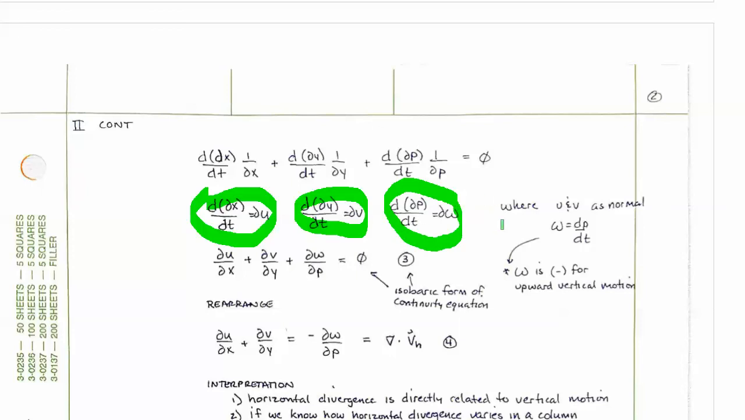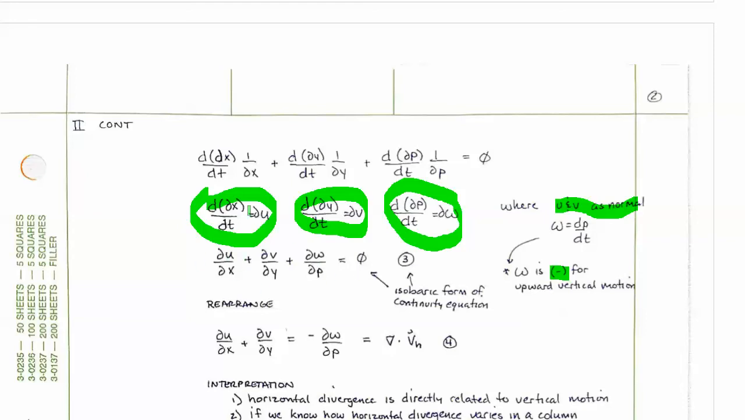Omega is a term that you haven't seen before, or perhaps we've talked about it previously, but we're going to talk about it a whole lot more later in the class. But u and v are what we'd normally look at, but omega, by definition, is change in pressure with time. Note that because pressure decreases with height, if pressure is decreasing with time, that means we have upward vertical motion. So omega is negative for upward vertical motion. So remember that when we keep going forward.